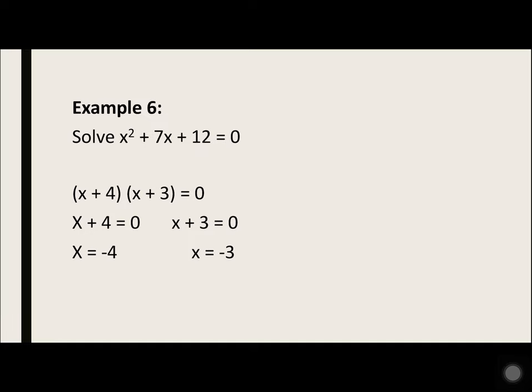Example 6. Solve x squared plus 7x plus 12 equals 0. First, we have to factor. It's a trinomial with an understood 1. So what two numbers multiply to 12 and add to 7? That would be 4 and 3. So (x plus 4)(x plus 3) equals 0.